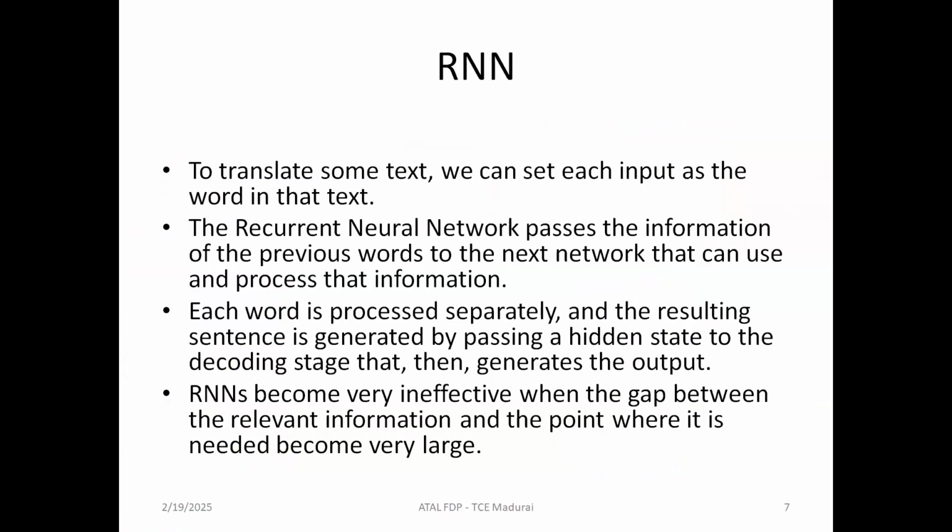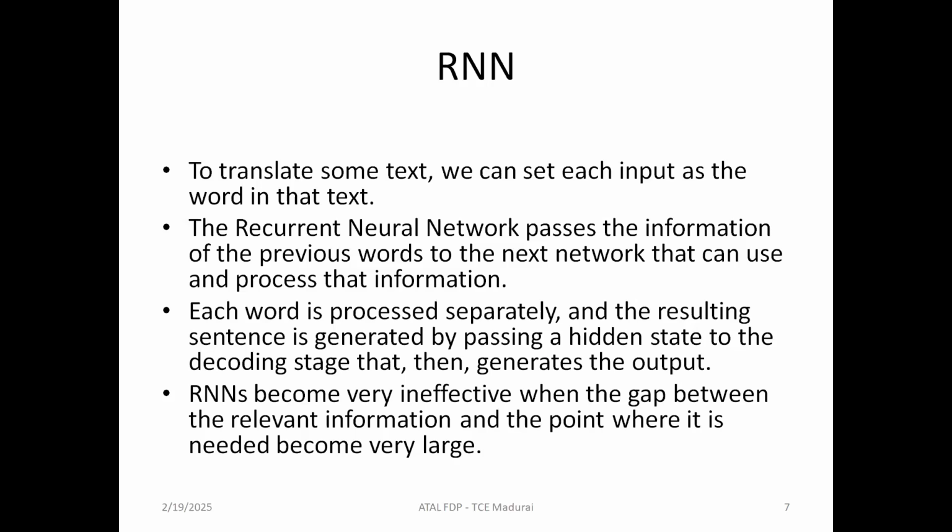Before that, here is what I told you about RNN. To translate some text, we can set each input as a word in that text. The recurrent neural network passes the information of the previous word to the next network, which can use and process that information. So RNN will always take the information from the previous sentence. Each word is processed separately, and the resulting sentence is generated by passing a hidden state to the decoding stage. Then it generates the output.